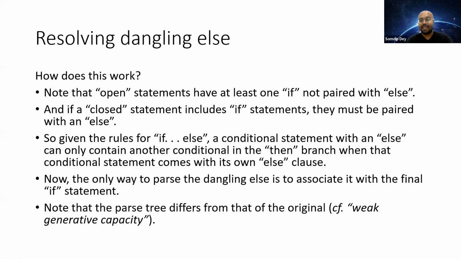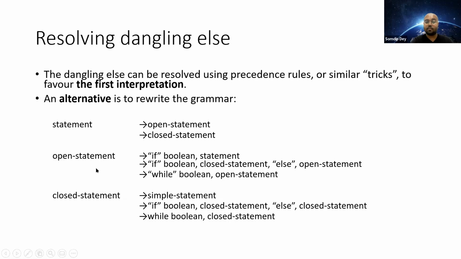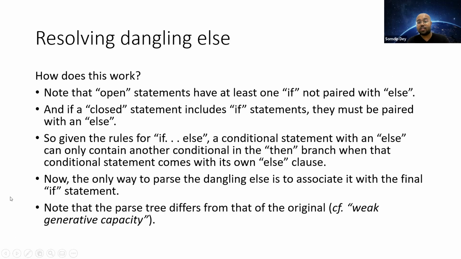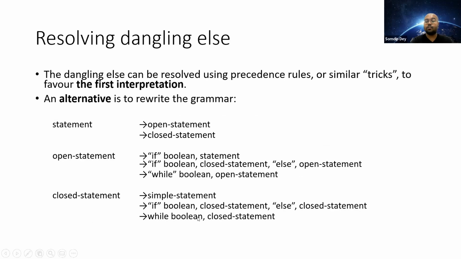So from this example, we have seen how it works and how it resolves the dangling else. Note that the open statement has at least one if not paired with else. And if the closed statement includes an if statement, it must be paired with an else. So given the rules for if-else, a conditional statement with else can only contain another conditional in the then branch when that conditional statement comes with its own else clause. So that's how we have written these production rules.